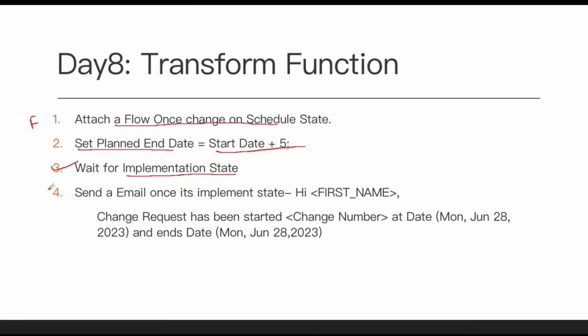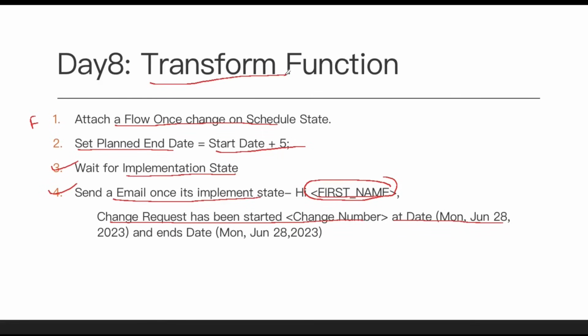And then after that, in step 4, once the change is moved to the implementation state, we are going to send an email with "Hi". Then for the first name, it is the first name of the person who opened the change, in capital letters. This is only the first name, not the full name. And then we are going to send a message called "Change request has been started" with the change number and some date format. So this is going to be our today's task, and this needs the transform function.